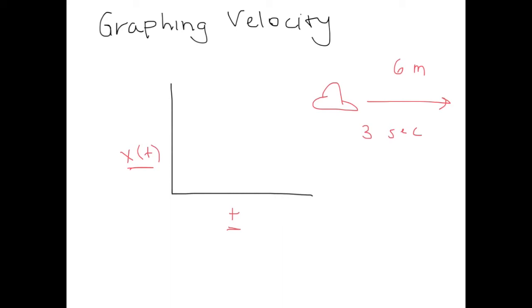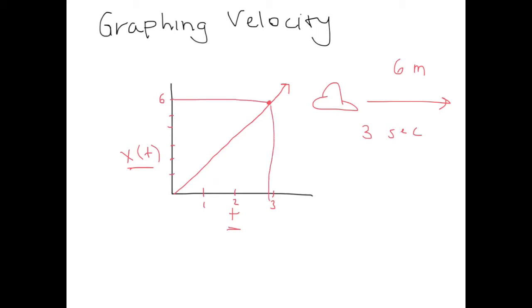We know that the car travels 6 meters, so we'll mark 1, 2, 3, 4, 5, 6. That'll be the position at a time of 3 seconds: 1, 2, 3. Then we can draw that point on the graph and draw a smooth line to connect those 2 points because the car is traveling at a constant velocity. We know that the slope of any graph is rise over run.